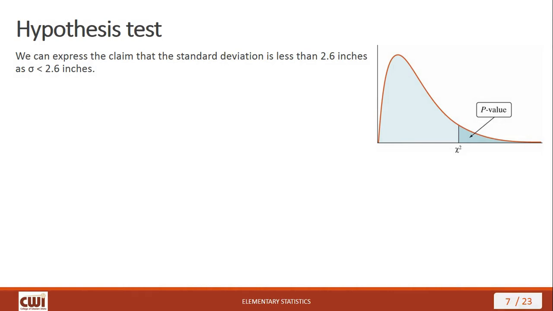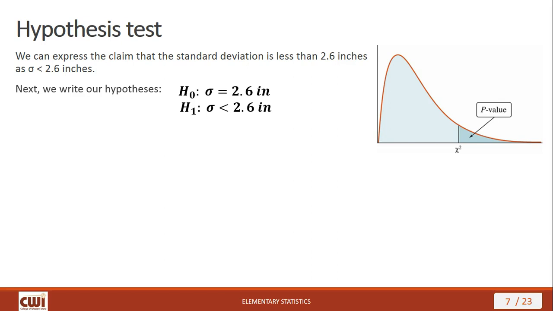Now let's actually get into the hypothesis test now that our requirements have been met. We can express the claim that the standard deviation is less than 2.6 inches as sigma is less than 2.6 inches. This is the symbolic representation of our claim. So now we get to write our hypotheses. The null hypothesis is going to be a statement of equality, just as it's always been. And then, because there's no equality expressed in our claim, we're just going to take the claim and express that as our alternative hypothesis.